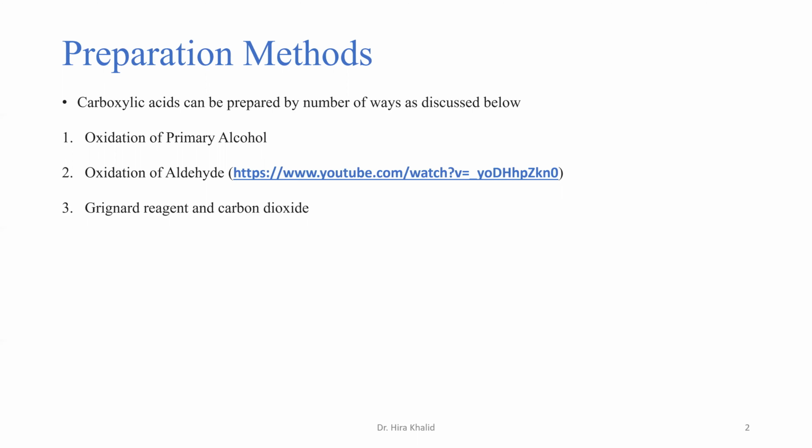The first is the oxidation of primary alcohol. The second is the oxidation of aldehyde, which we have already discussed in detail in the previous lecture, titled the oxidation of aldehyde. You can check out that lecture, so I am not going to explain that at the moment. The third method is the carbonation of the Grignard reagent, in which the Grignard reagent is reacted with carbon dioxide. Additionally, we are going to discuss the industrial methods too.